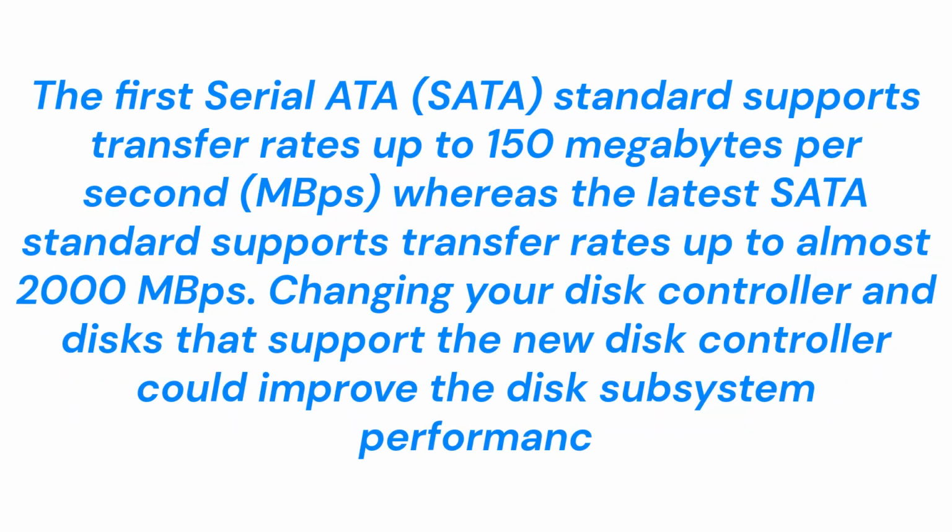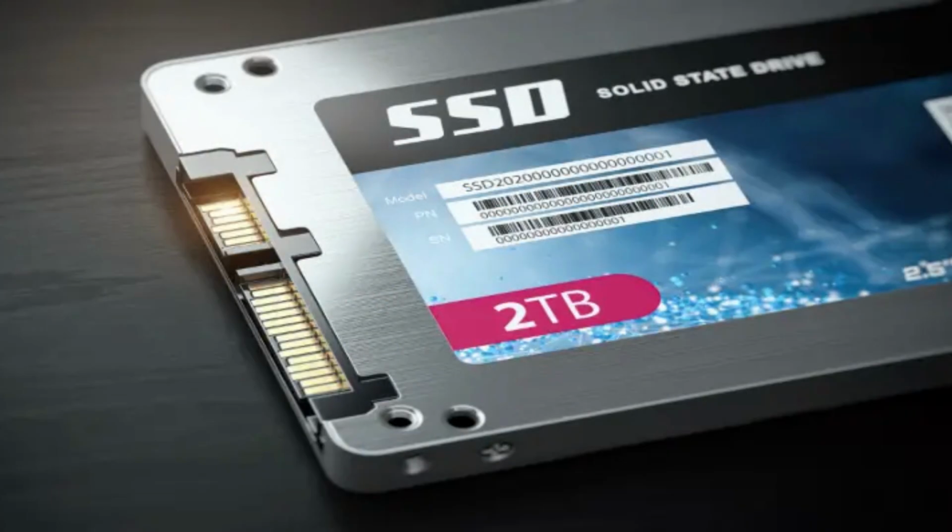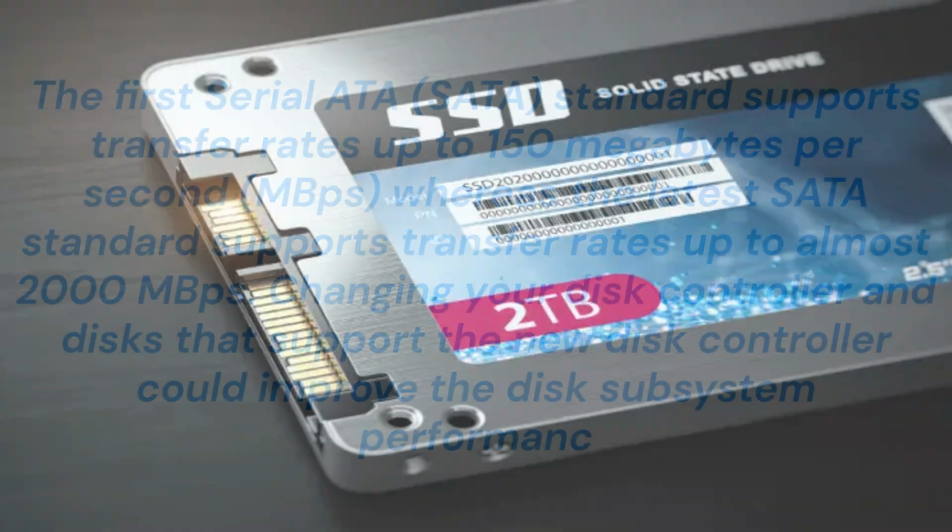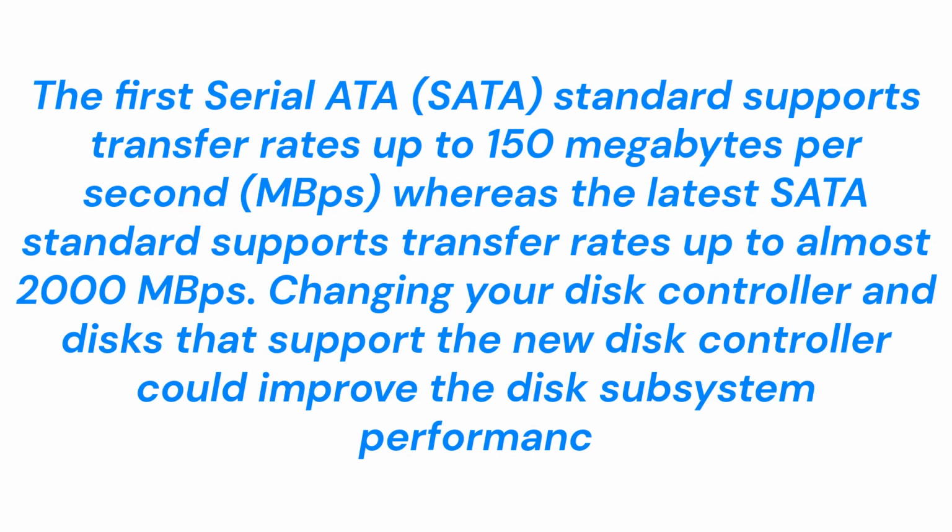The first serial ATA, SATA, standard supports transfer rates up to 150 megabytes per second, MBps, whereas the latest SATA standard supports transfer rates up to almost 2000 MBps. Changing your disk controller and disks that support the new disk controller could improve the disk subsystem performance considerably.